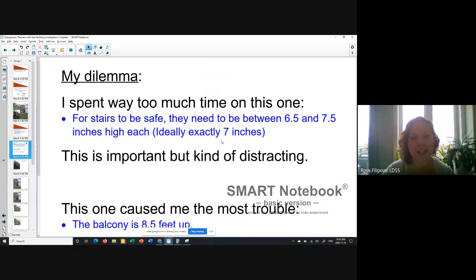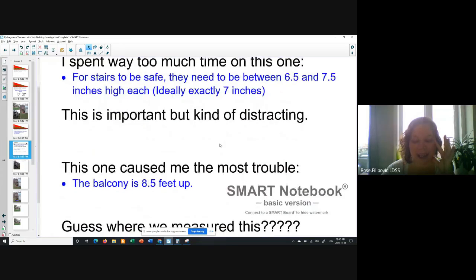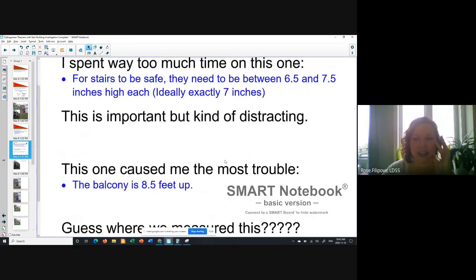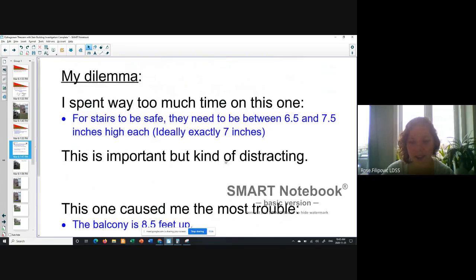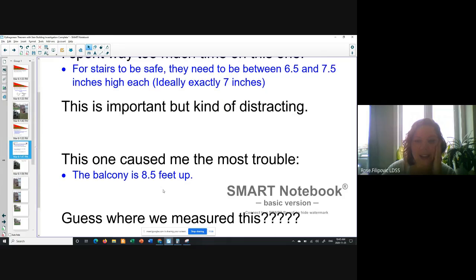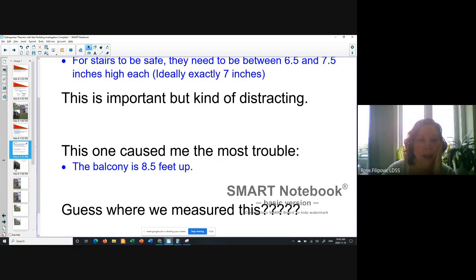So this is some information, and I think I knew that I was making a mistake in my thinking because I spent so much time on this problem and I solved it and I used a calculator, and then I didn't trust the calculator for some reason. I started doing it by hand because there was just something that was stuck. It just wasn't working out for me. And this is the thing that caused me the most trouble, that the balcony is 8.5 feet up. So we calculated it, and I did it perfectly in this world.